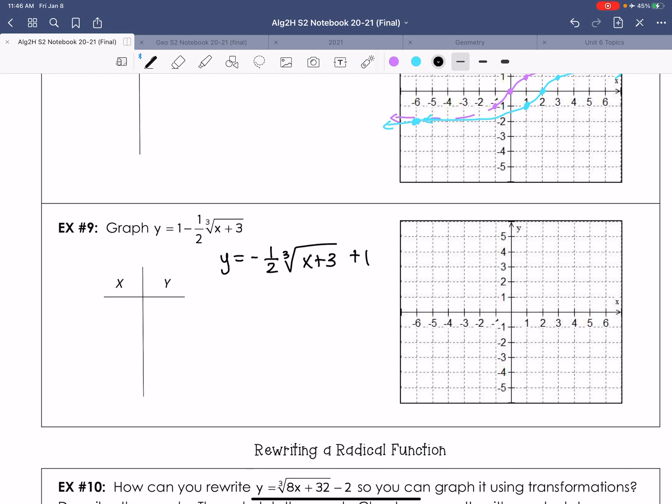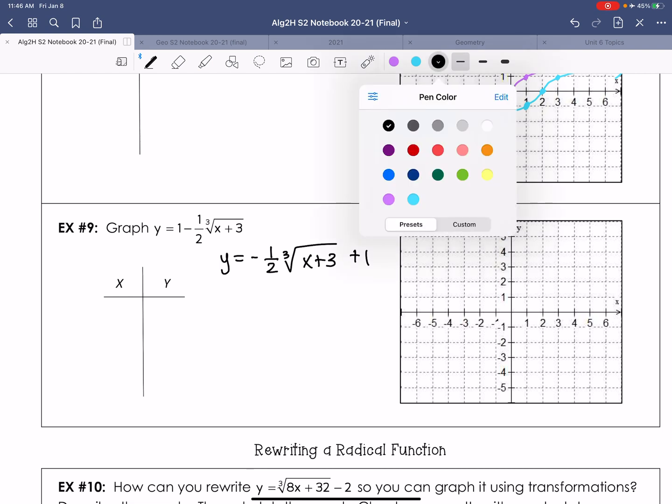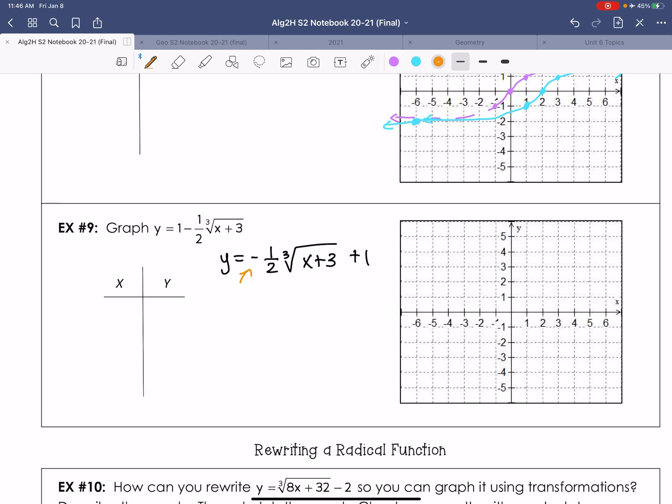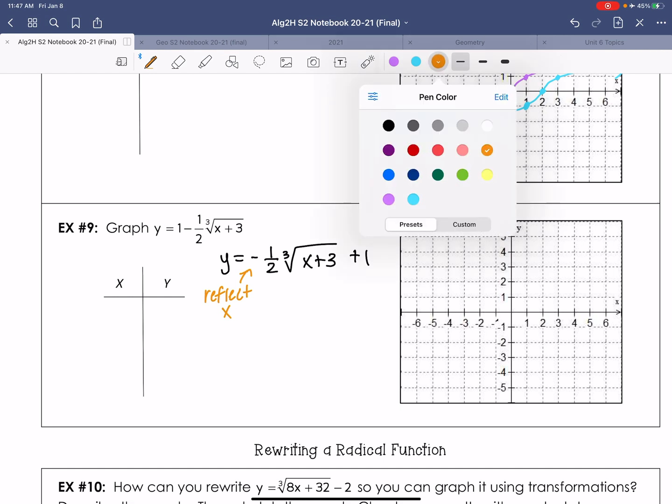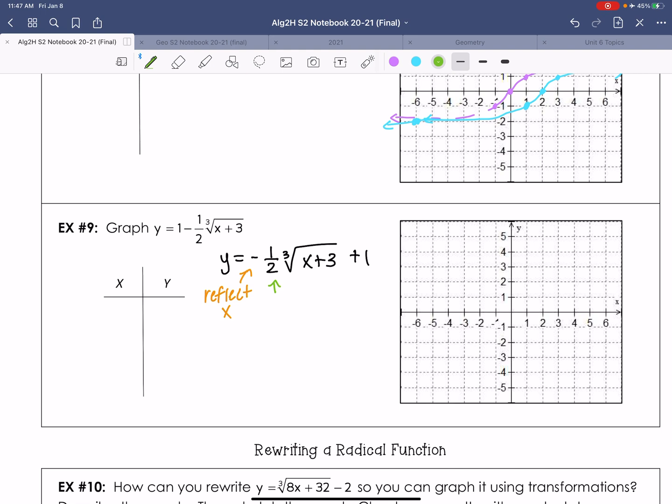Okay, let's talk about all these. The negative on the outside, this is a reflection across x. The 1/2 is a vertical shrink by a half. The plus 3 is going to go left 3, up 1. My handwriting got real ugly right there, but that's okay. All right, so we got a lot to do here.